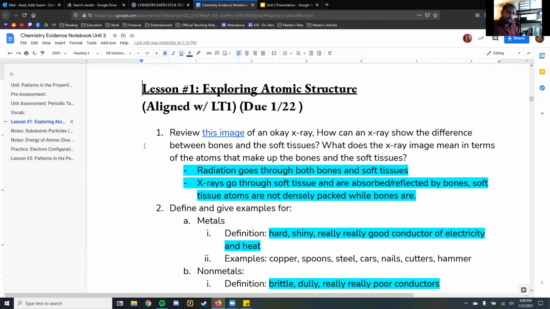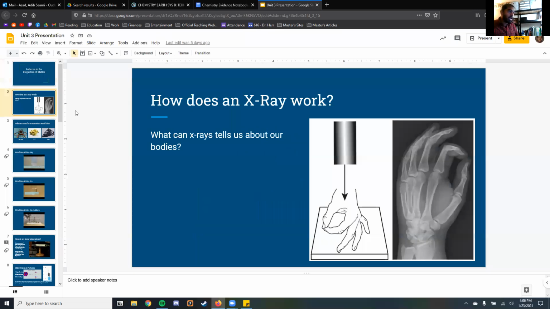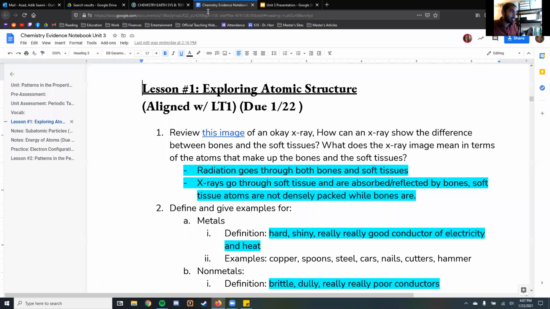With this assignment, just going through lesson 1 and looking at the presentation here, what we're working with is this idea: how is it that we could see our bones but not our flesh, right? Why doesn't X-ray work the way it works? That's what we're asking ourselves.